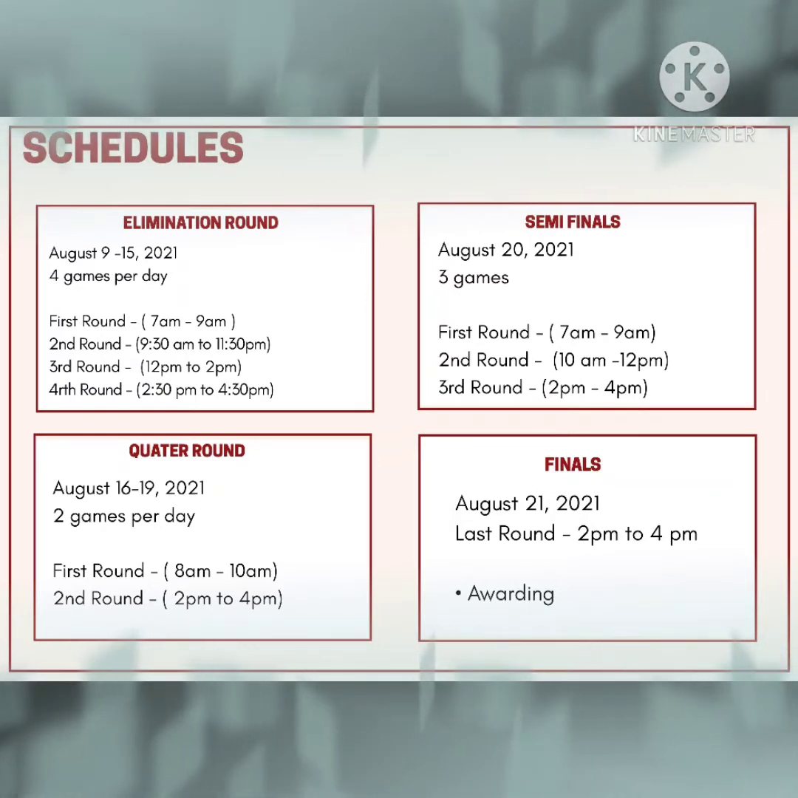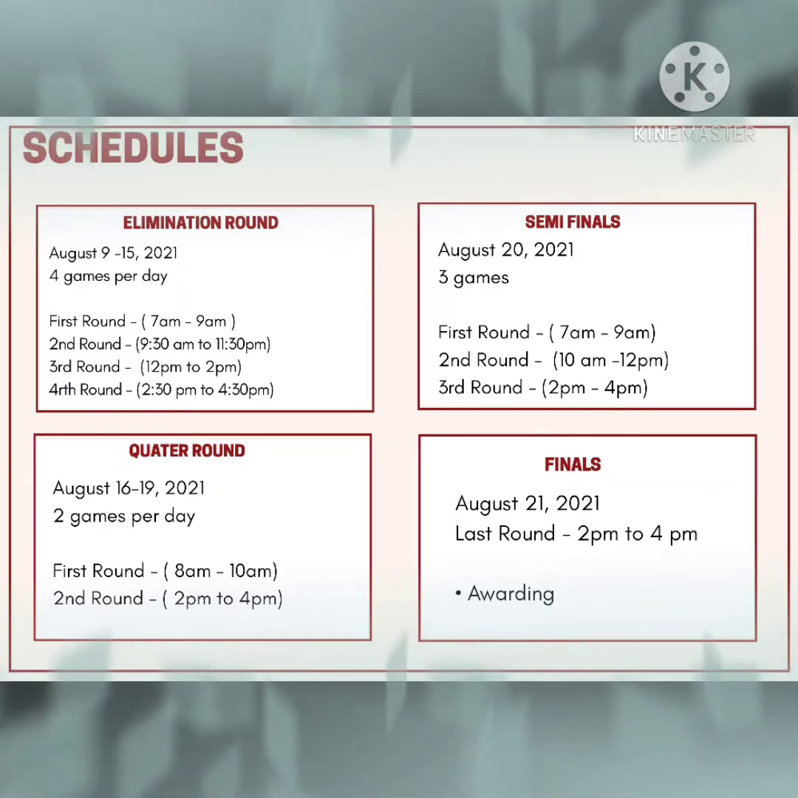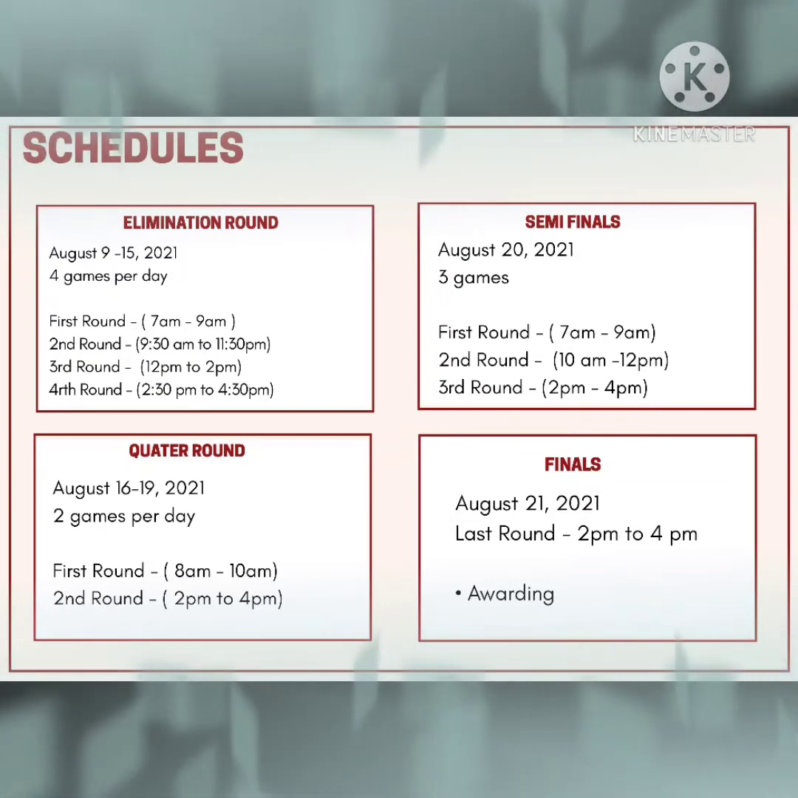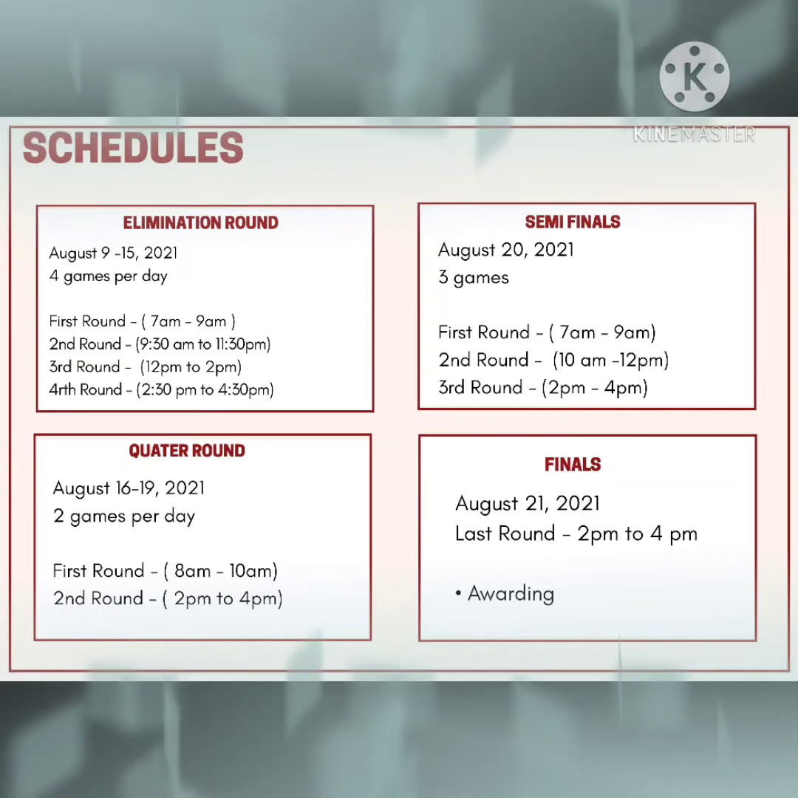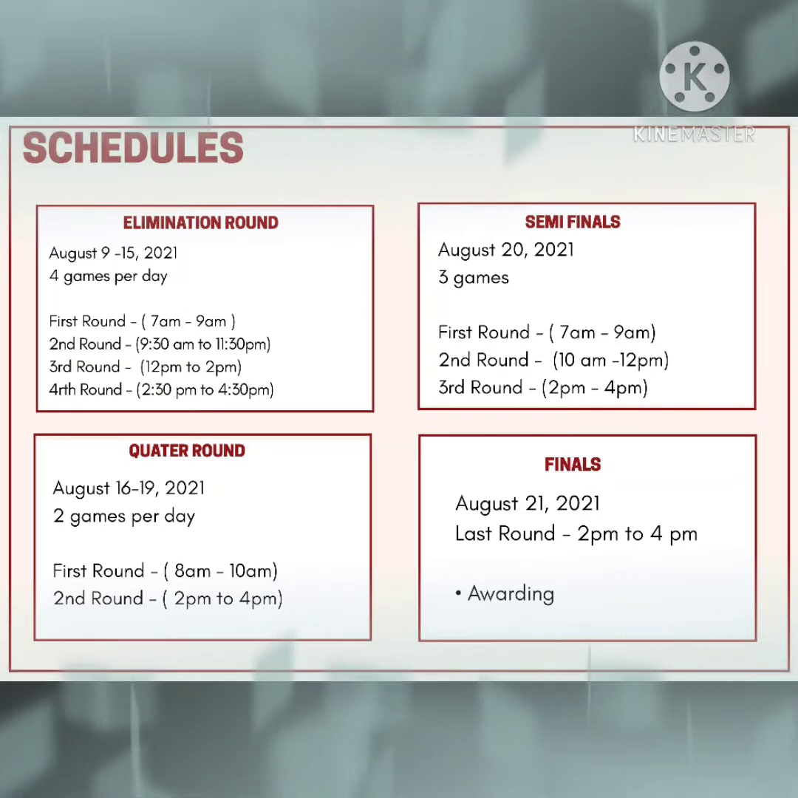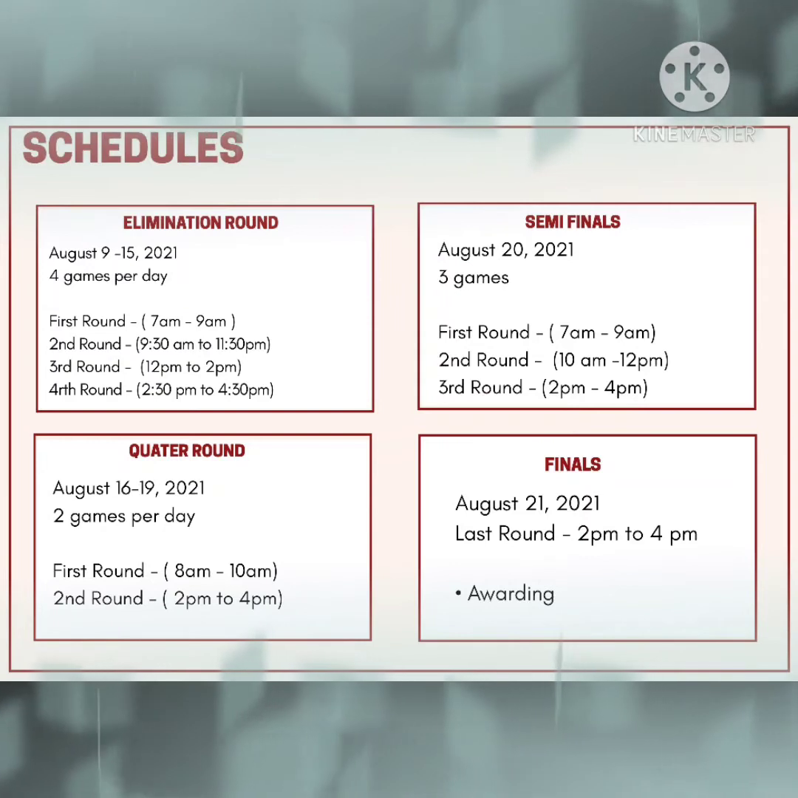So first round sa buntag alas 7 hangtod sa alas 9 sa buntag. Then second round is 10 a.m. to 12 p.m. Then the third round is 2 p.m. to 4 p.m. The next is the finals.